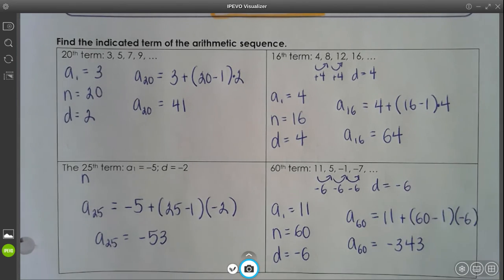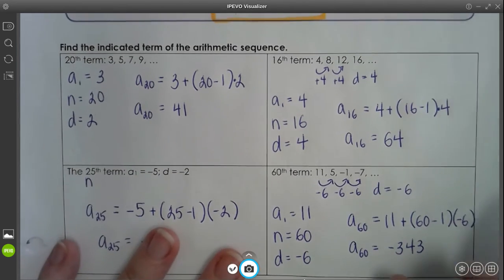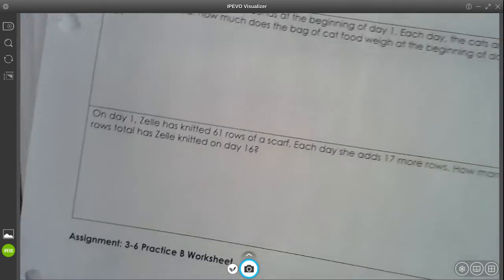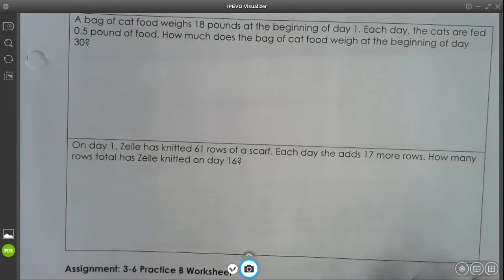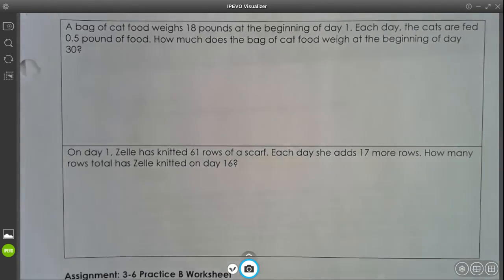So now we're going to have some applications of that. A bag of cat food weighs 18 pounds at the beginning of day 1. Each day, the cats are fed a half pound of food. How much does the bag of cat food weigh at the beginning of day 30?